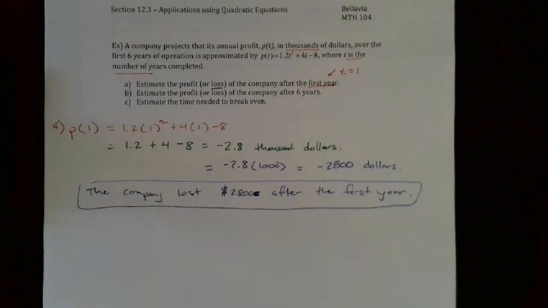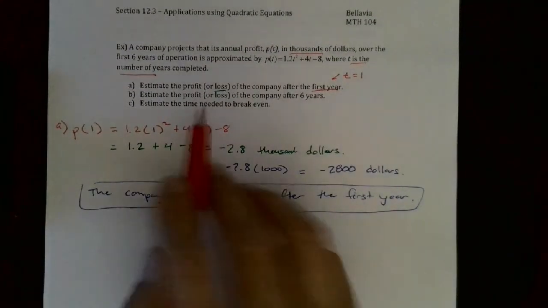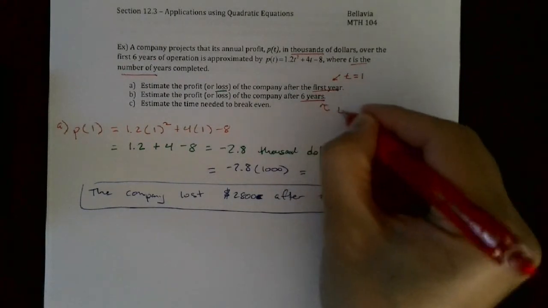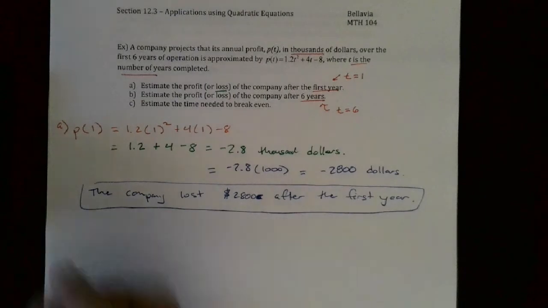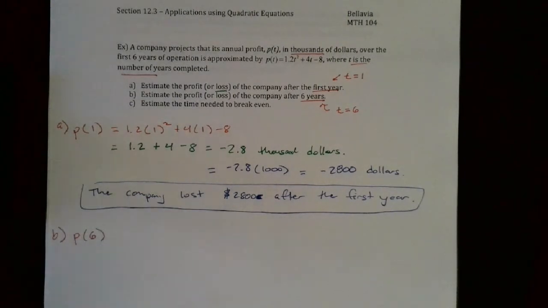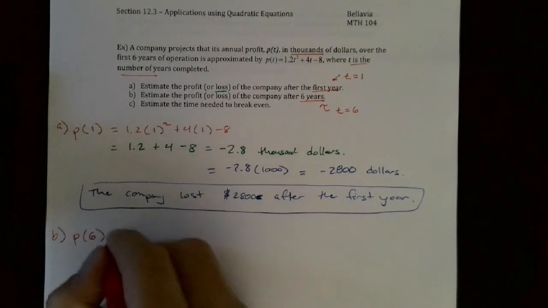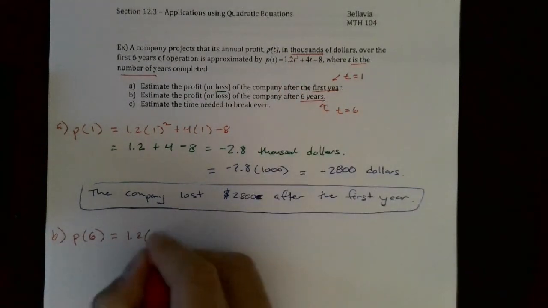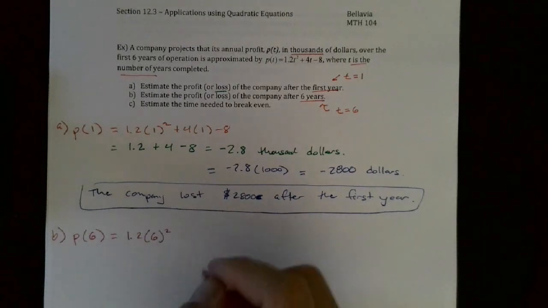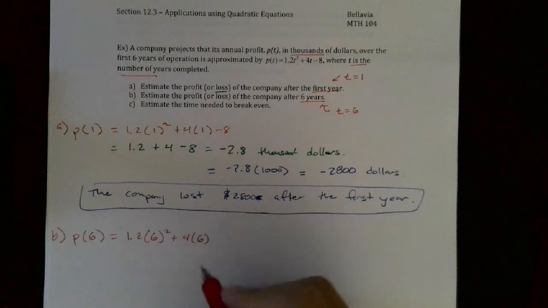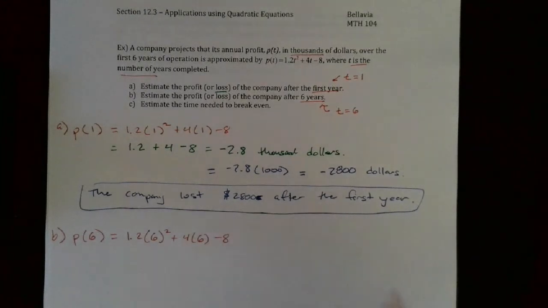All right, part B is very similar. Part B says estimate the profit or loss of the company after 6 years. So what's that telling you? It's telling you t equals 6. So for part B, all they're asking us to do is find P of 6, the profit after 6 years. And again, you're substituting in. So we have 1.2, substituting into our function, times t squared. t is now 6, so it's 6 squared. Make sure there are parentheses around the 6. Plus 4 times t, which is 6 now, so 4 times 6, minus 8.